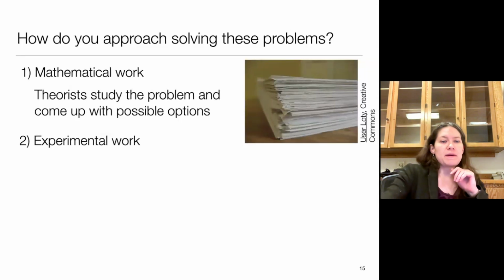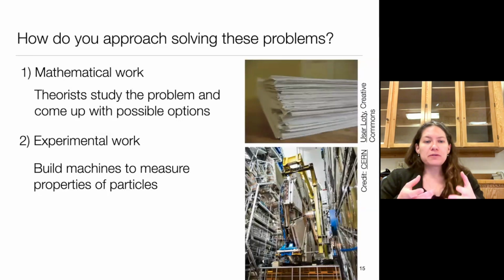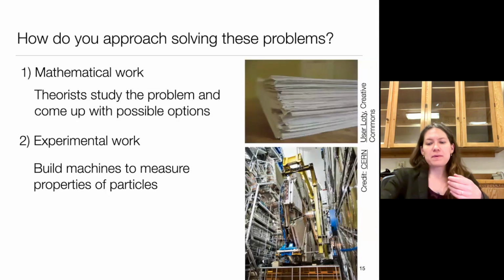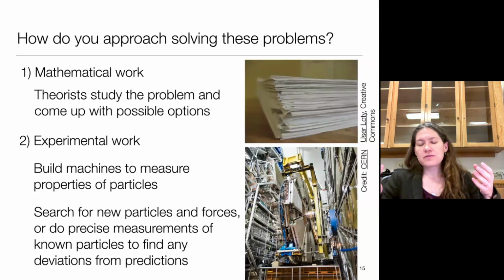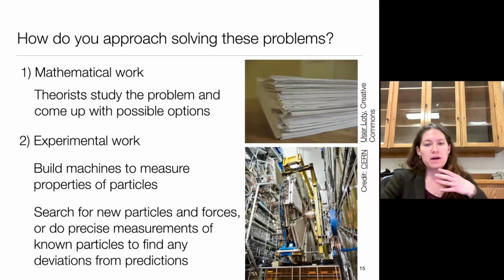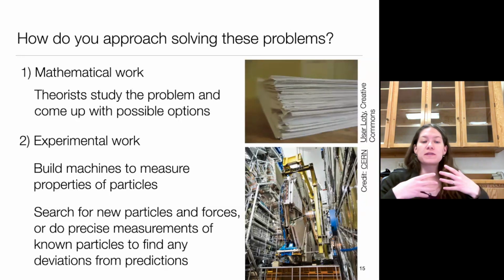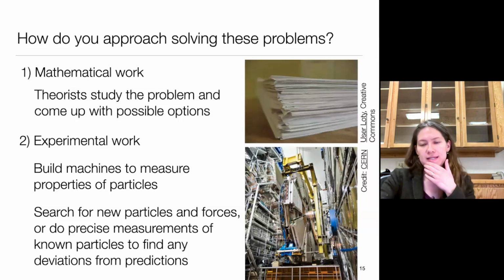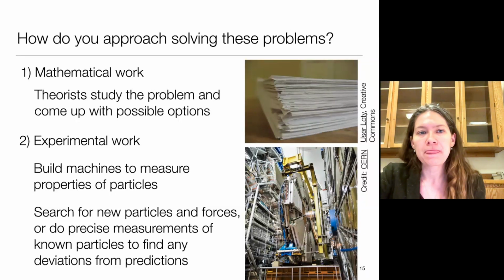Then the next step is experimental work. So we need to build machines that can measure the properties of particles. And we need to use those machines to search for new particles, to search for new forces, or to do precise measurements of the particles that we know to find any places where their behavior starts to deviate from what the Standard Model tells us they should do.